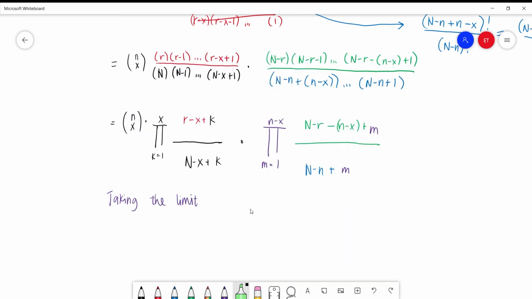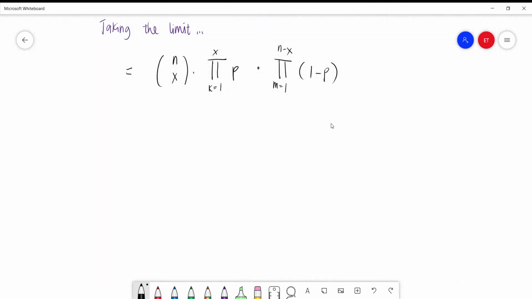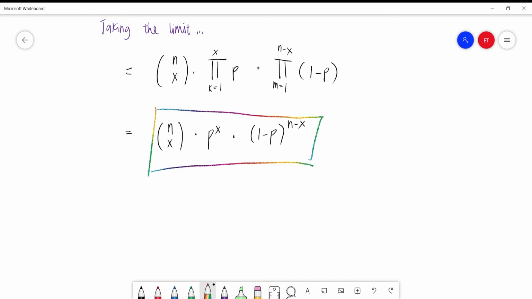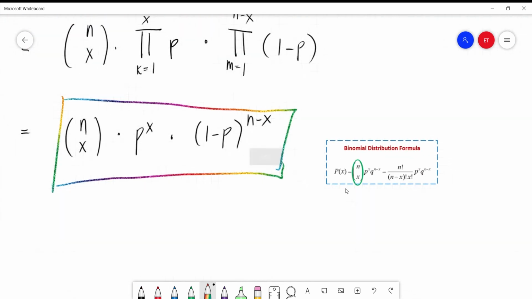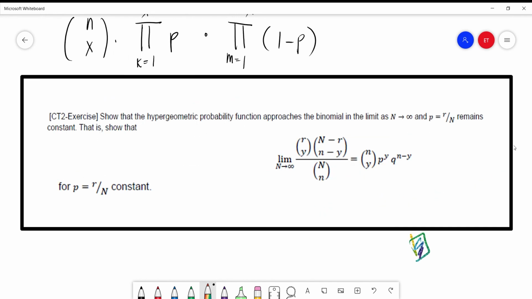So we can simplify the product notation to this one, which is just equal to the binomial probability function. Thus, we have proven true the hypergeometric probability function approaches the binomial in the limit as big N approaches infinity and p equals r over big N remains constant.